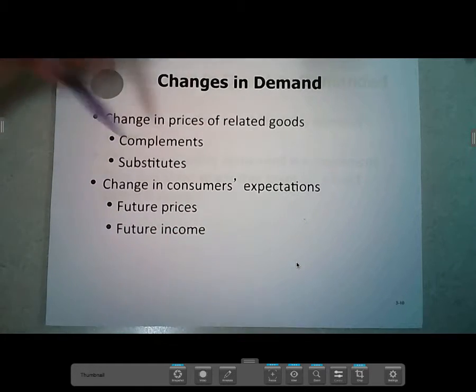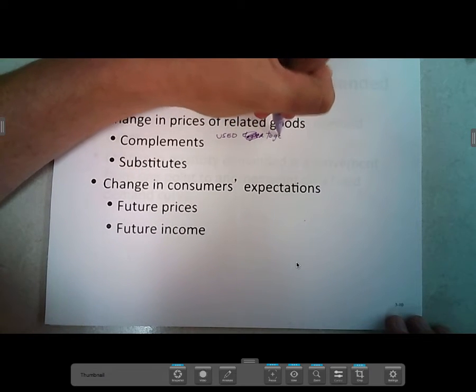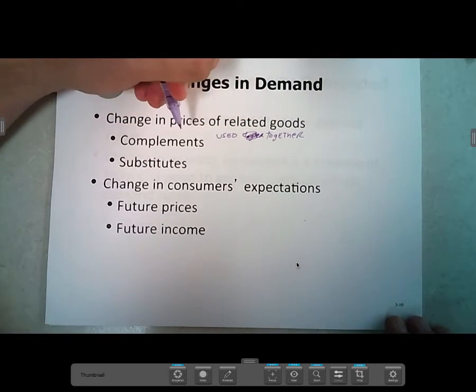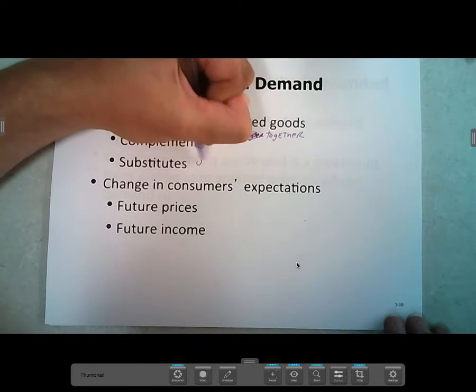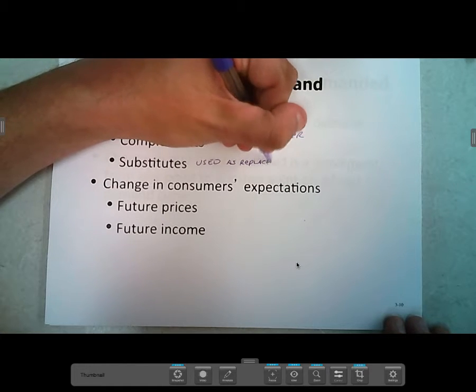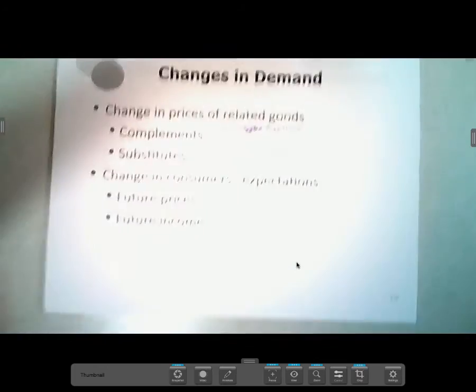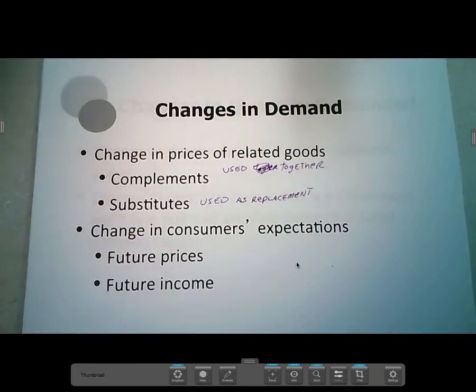There are goods that are complements. These are goods that are used together. Substitutes are goods that are replacements to each other. So complements. An example of that would be something like, for instance, bicycles and bike helmets, right? They're used together when we're talking about goods.